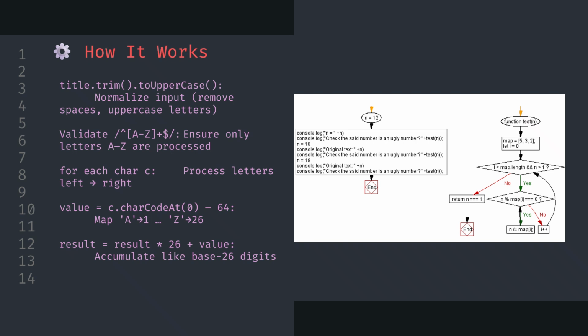The table summarizes the loop. For every letter, we shift the accumulated value left by multiplying by 26, then add the new letter digit. This is the exact inverse of generating Excel titles from numbers. The validation step keeps behavior predictable and avoids accidental non-letter characters.